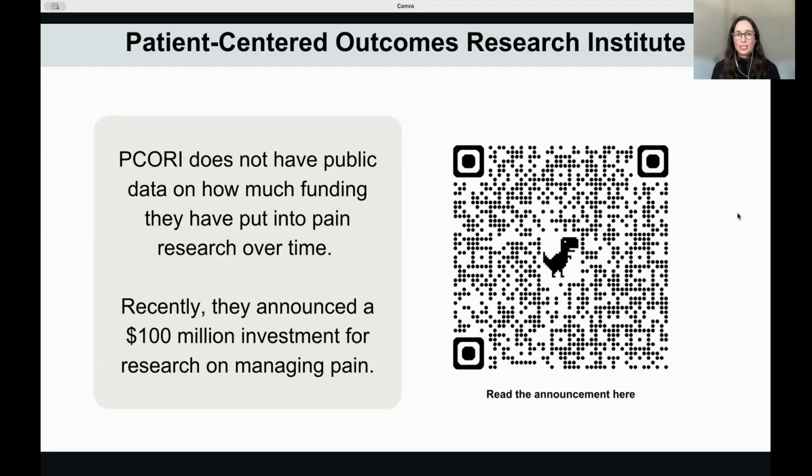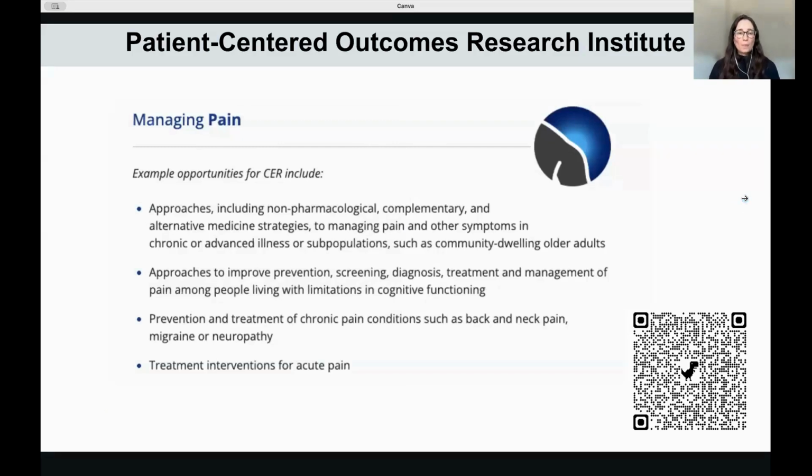And this is how we're going to have a research project that is going to answer those questions. And so that announcement about that $100 million investment for pain research is linked at the QR code shown on the screen. And then just to give you some examples of what the agency is looking to fund with that big pool of money, they want to have community engaged research. So that's what CER means.